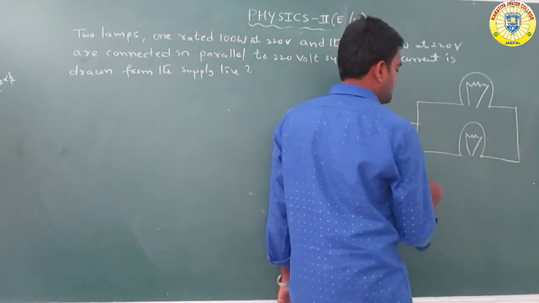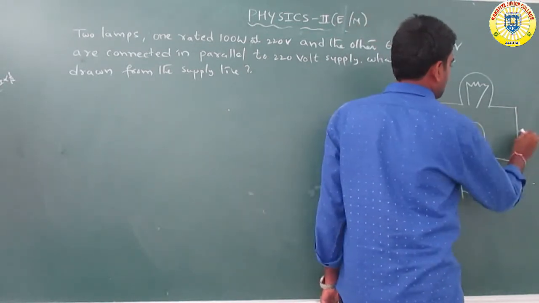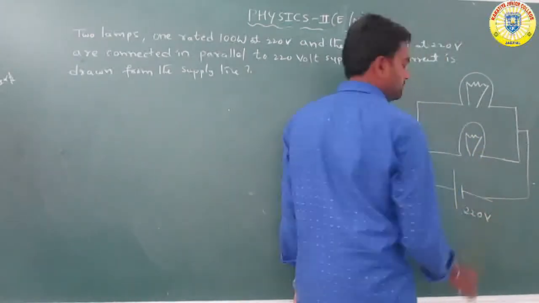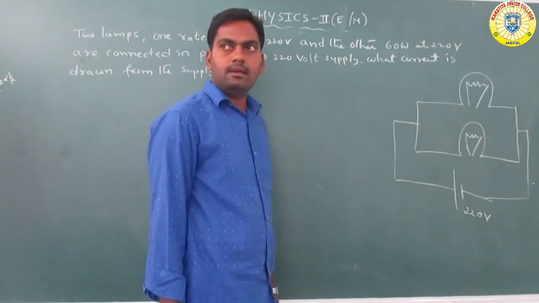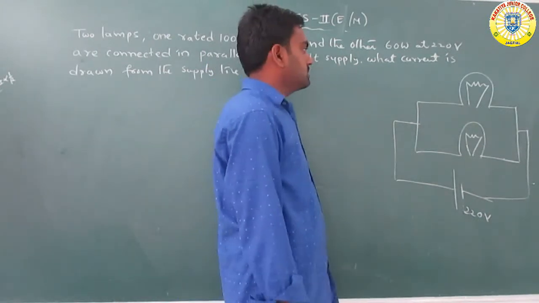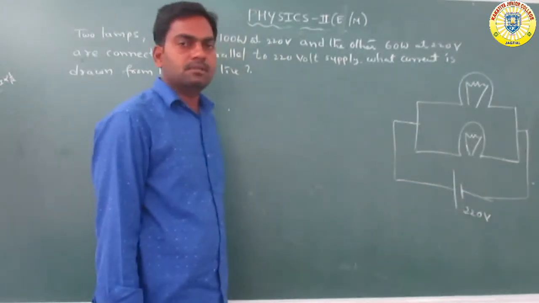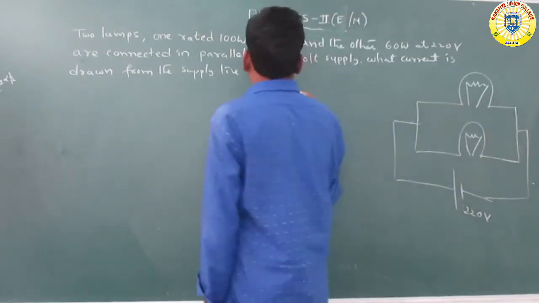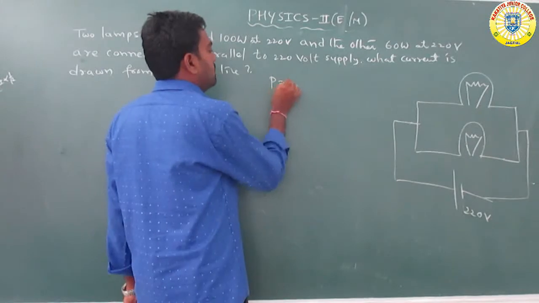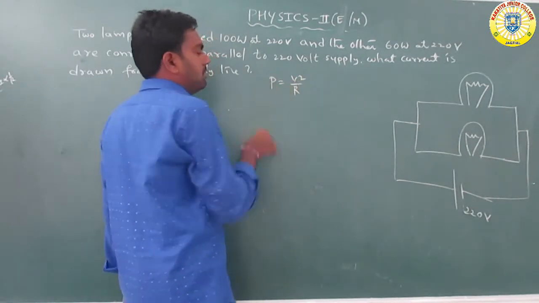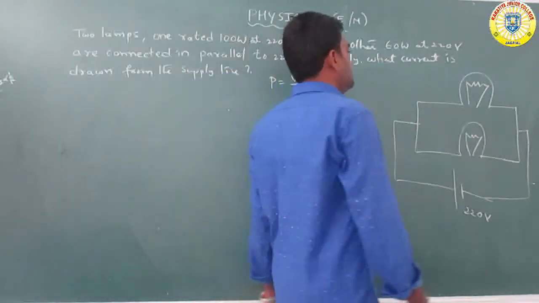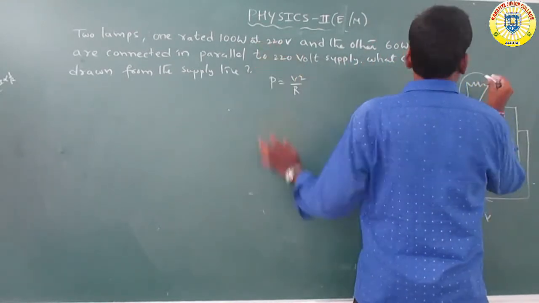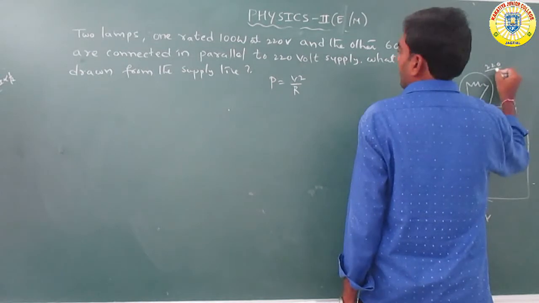So the two lamps are connected to a battery, a 220 volts supply. These two lamps are connected in parallel. The power P is equal to V square by R, so R is equal to V square by P. Here V is 220 volts and P is 100 watts.